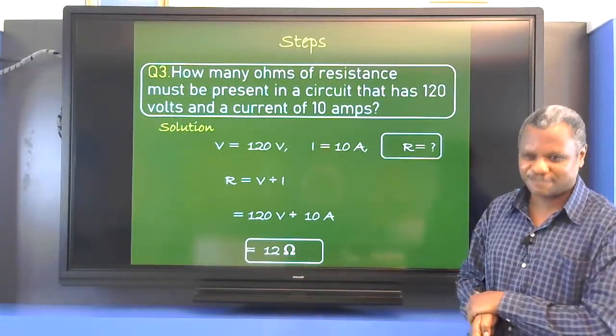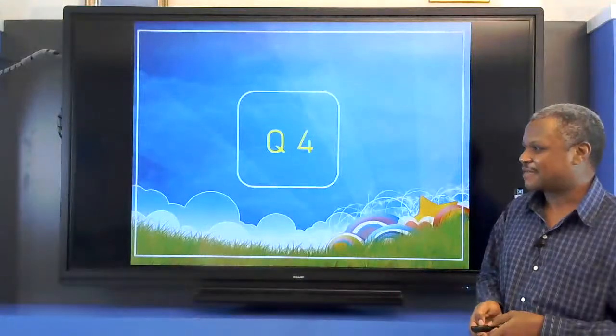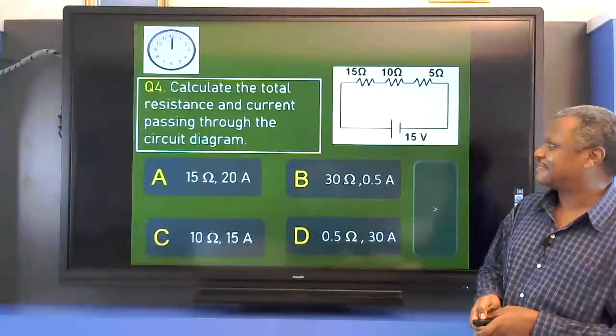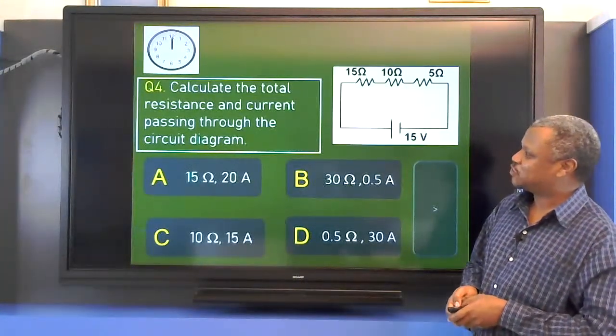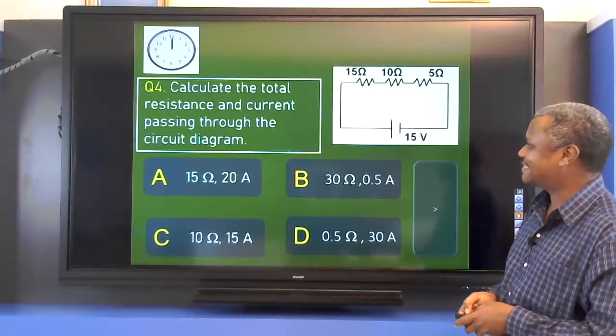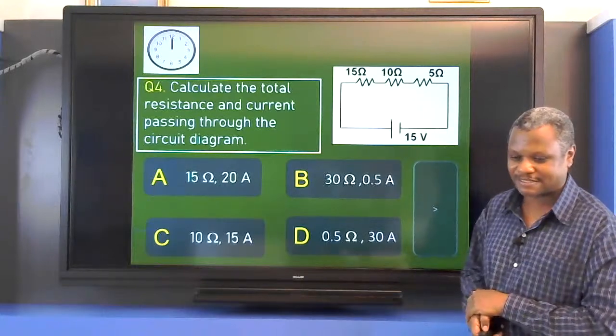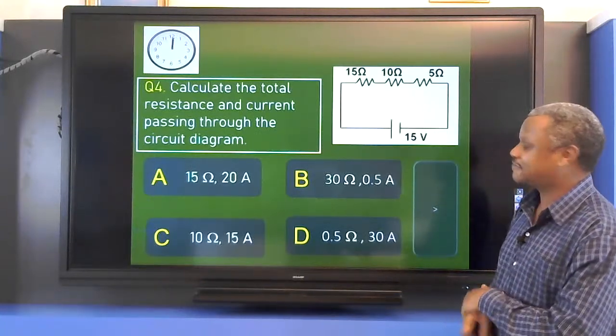Now, question number 4 is a little bit challenging. I want you to take your time, find this. Calculate the total resistance and current passing through the circuit diagram, meaning we need 2 answers. And the timer begins now.